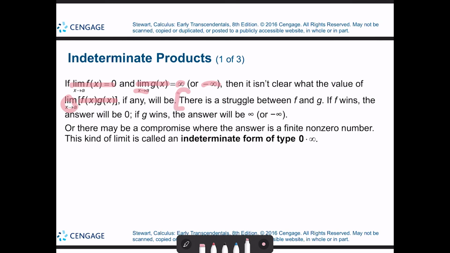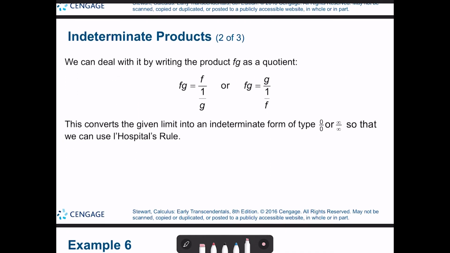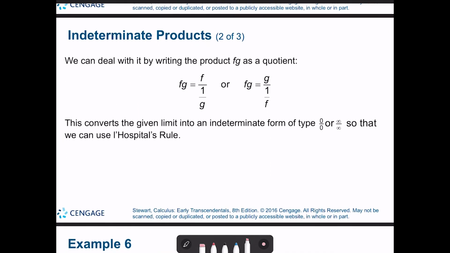And this bit about the struggle is cute. You can read that on your own. This is called an indeterminate form of the type 0 times infinity or 0 times negative infinity, and we can deal with it in a clever way, and that is to say that we change the product f times g into f divided by the reciprocal of g. Or, if it were more convenient, we could leave g in the numerator and divide by the reciprocal of the function f in this case.